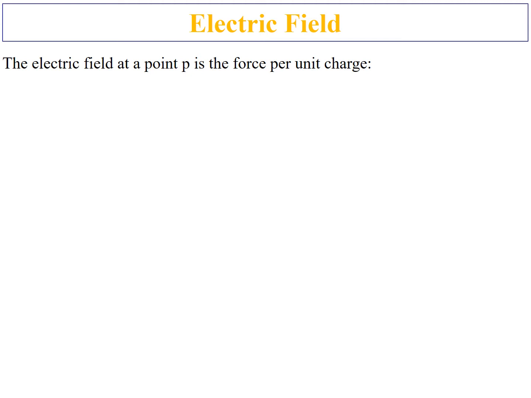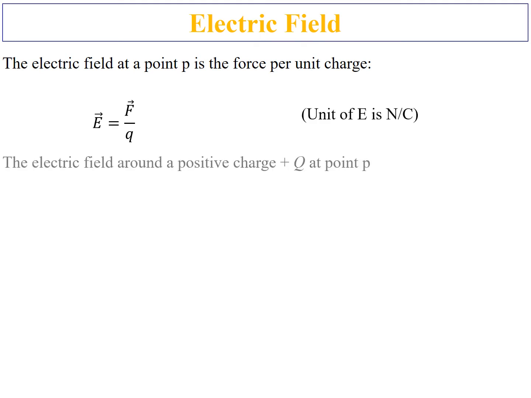Now let us discuss the concept of an electric field. The electric field at point B is the force per unit charge. So E is F over q. The unit of E is the newton per coulomb.